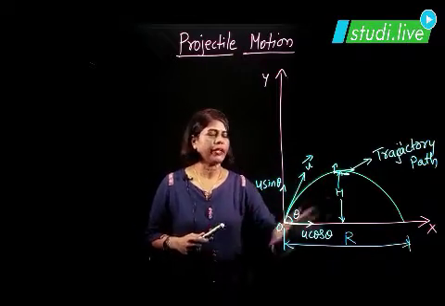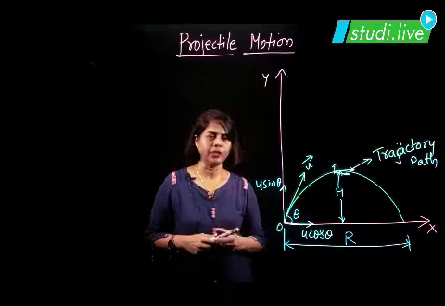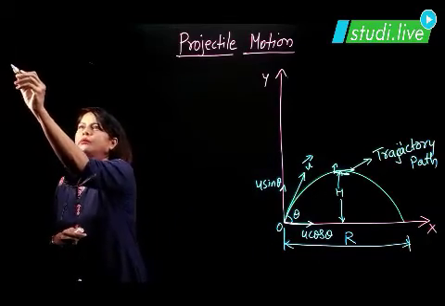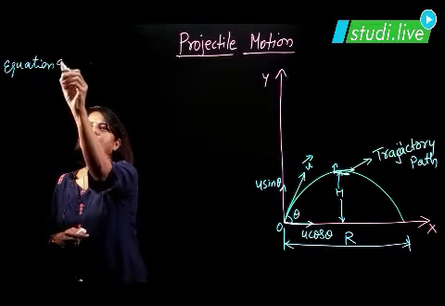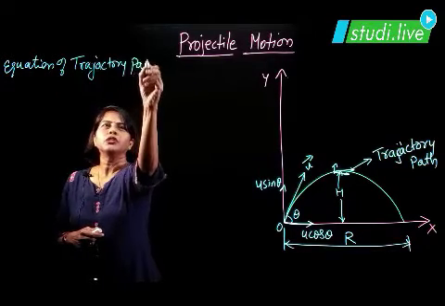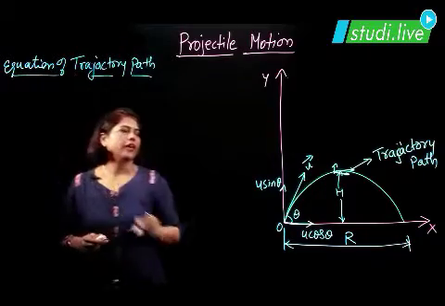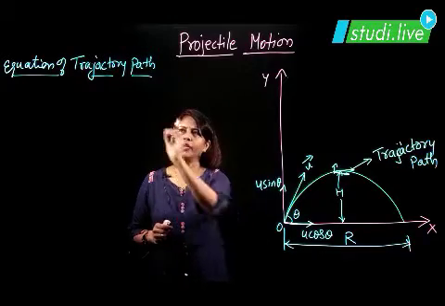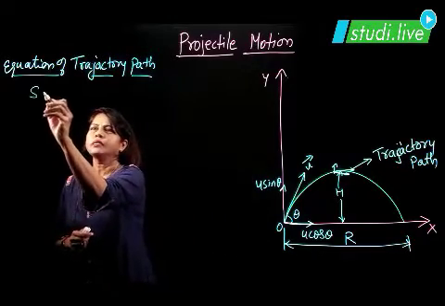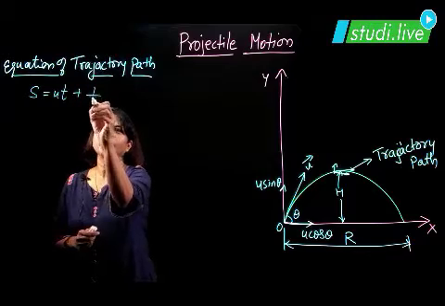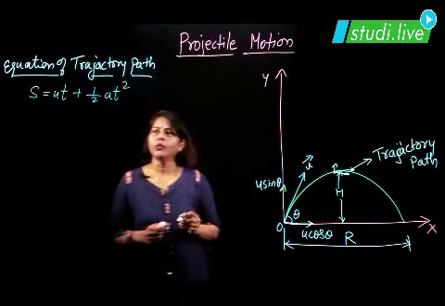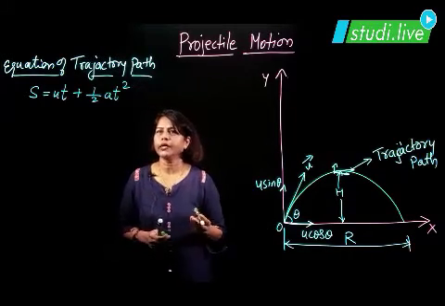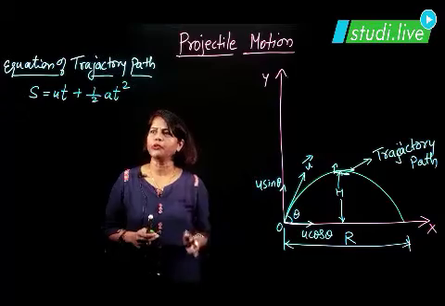Okay. Now let us find out the values of all these terms. First we are going to learn about the equation of trajectory path. To learn about the equation, we have already learned laws of motion and different kinematical equations. Out of those, one equation we are going to use here, that is S is equal to ut plus half at square. Now in this, S is the displacement, u is the initial velocity, t is the time, a is the acceleration. Now we are going to just substitute the values over here.